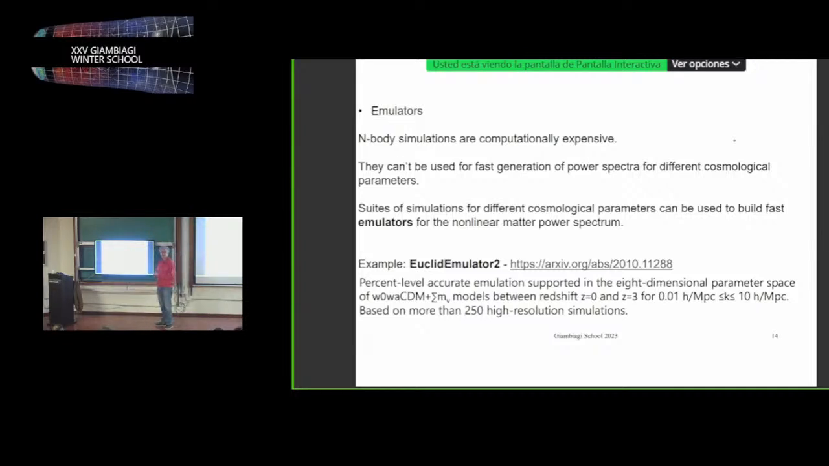All right, so these are ways to go beyond the linear perturbation theory. Just to summarize, these are based on n-body simulations, and this is for dark matter only. But it's for a given model. And this suite of simulations has to be representative of different parameters for a given model, in this case, W0, WA, CDM.